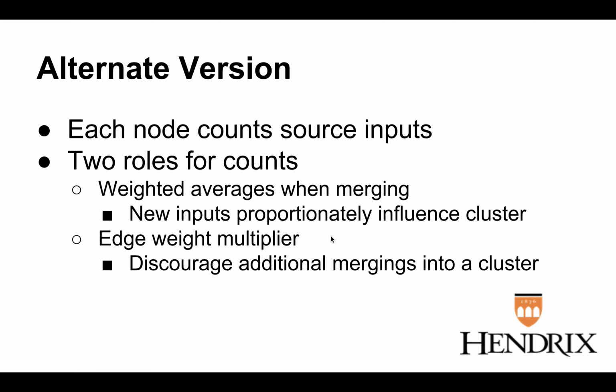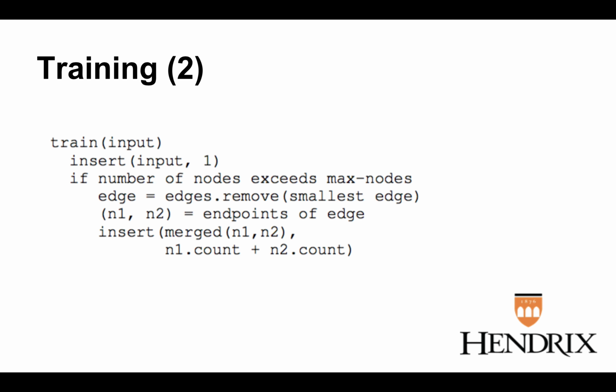So the idea is a node that's the product of a lot of mergings, we want to try to keep that relatively stable and encourage nodes that are the product of simply one or a couple of inputs to merge. So that if we look at the overall space, we have lots of merged nodes and not a whole lot of singletons. So this does require changing the algorithm a little bit by adding this idea of a count.